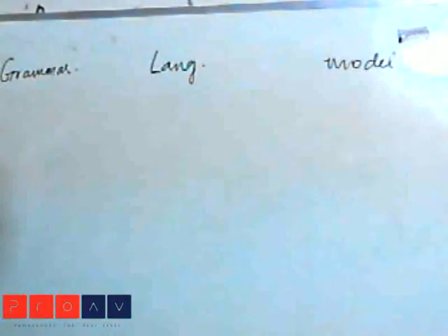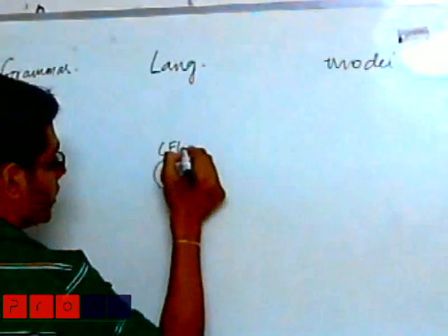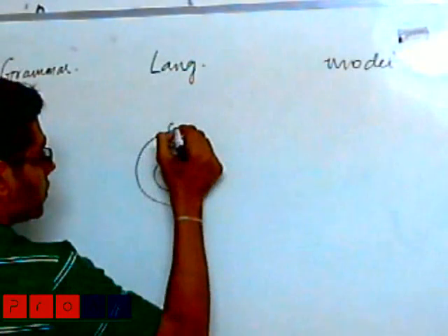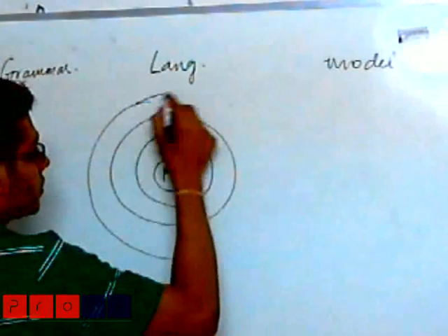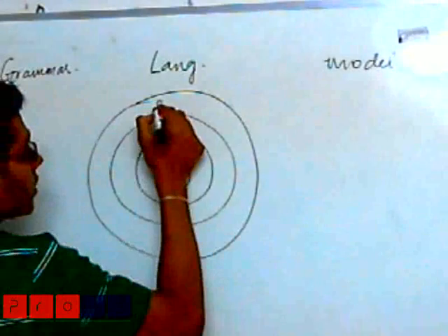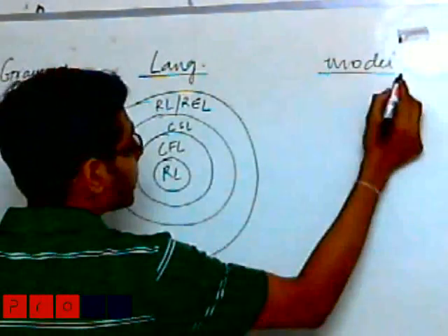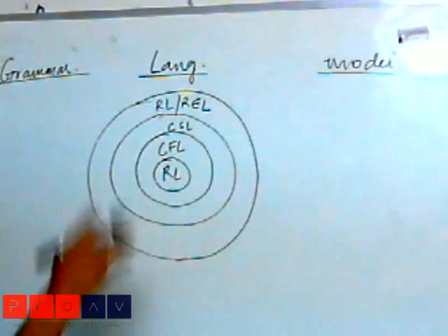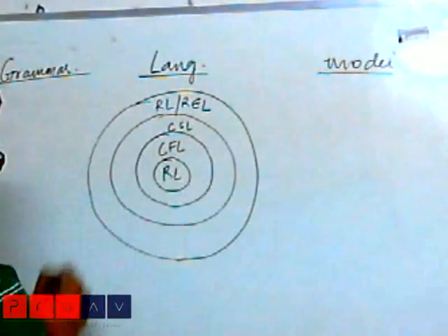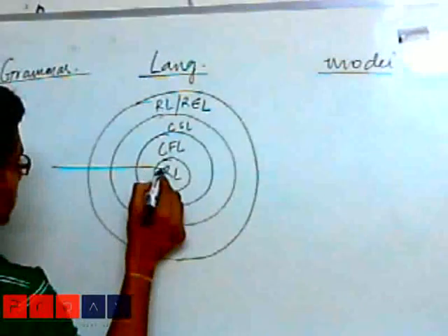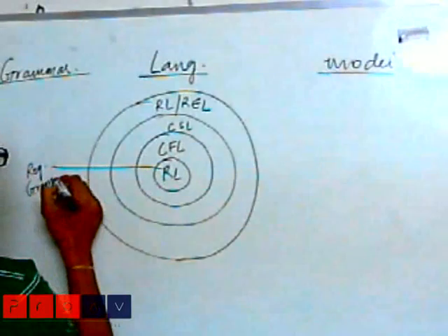Grammar, language, model. This is my regular language. This is my context-free language. This is my context-sensitive language. And above all this, there will be recursive language and recursive enumerable language. Okay. Now we are going to relate all three things into one diagram. The grammar corresponding to this regular language will be called regular grammar.